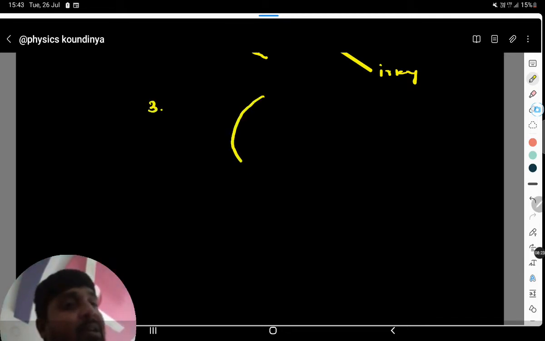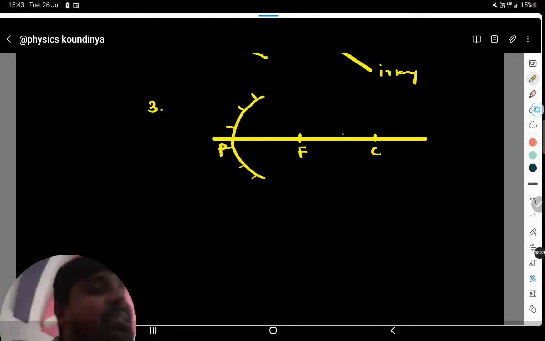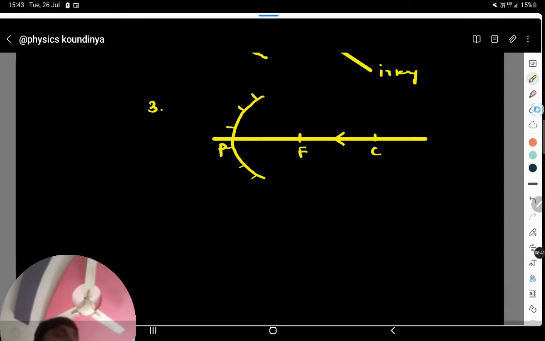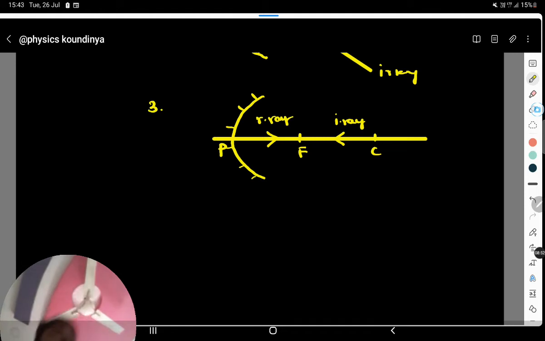What is our third condition of drawing the ray diagram? See, this is our concave mirror. This is the principal axis. This is P, F, and C: pole, focus, and center of curvature. Now, if the incident ray passes along the principal axis, then the reflected ray will bounce back onto the principal axis. That means this is our incident ray and this is our reflected ray, exactly on the same line in the opposite direction.